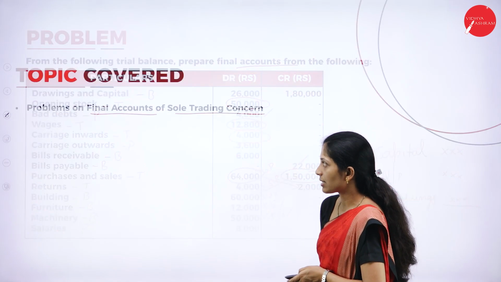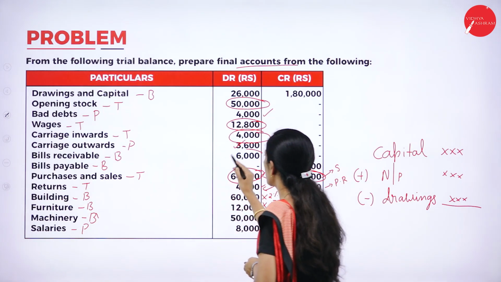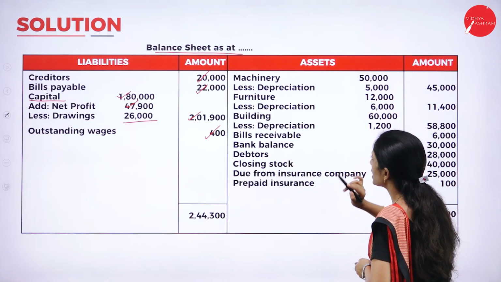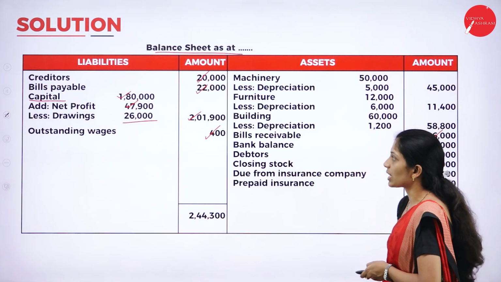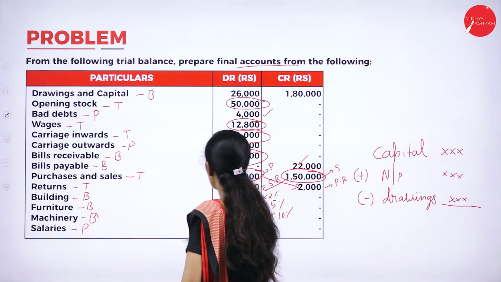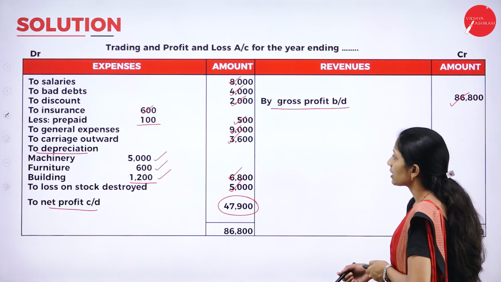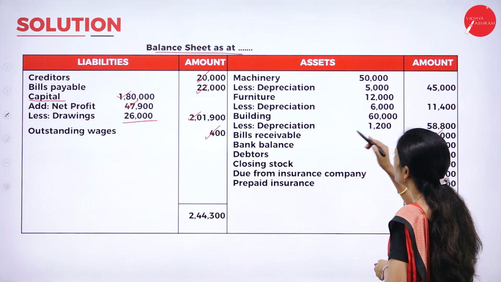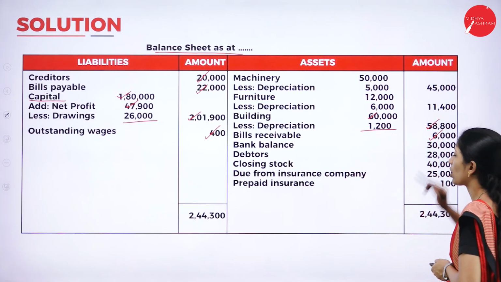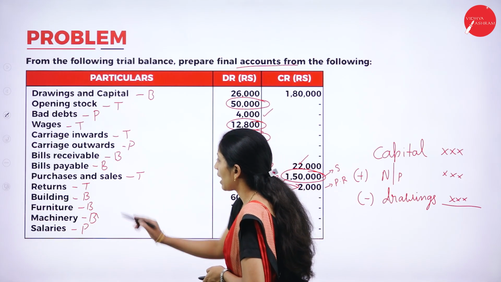Now we shall go through the assets. Which assets do we have to record here? Yes, bills receivable 6,000. After bills receivable, next is building 60,000, but there is a depreciation. So building 60,000 minus depreciation 1,200. In the outer column it is 58,800. After building, we have furniture.